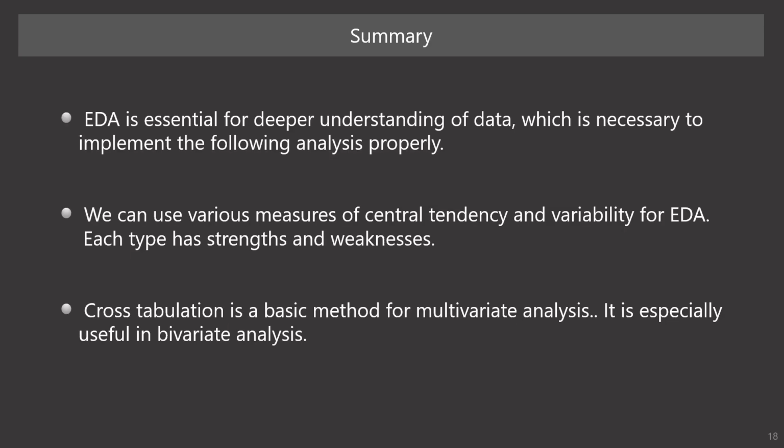Let's summarize the points of this chapter. First, EDA is essential for deeper understanding of data, which is necessary to implement the following analysis properly. Second, we can use the various measures of central tendency and variability for EDA. Each type has strengths and weaknesses. Finally, cross-tabulation is a basic method for multivariate analysis. It is especially useful in bivariate analysis.